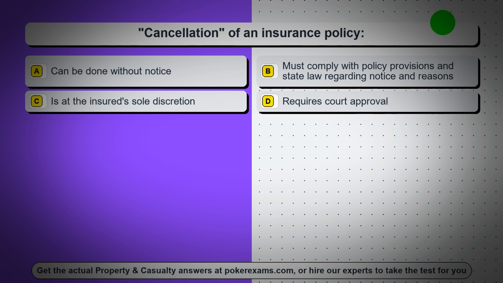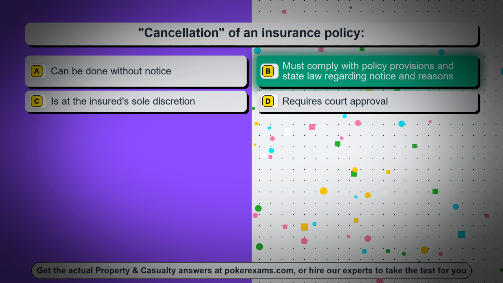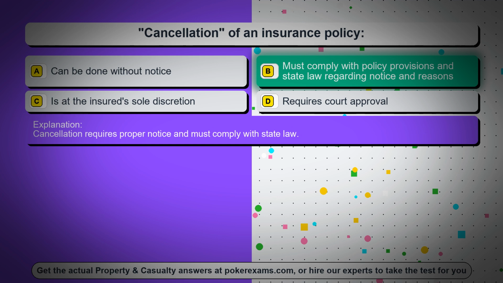Question 80. Cancellation of an insurance policy. Option A, can be done without notice. Option B, must comply with policy provisions and state law regarding notice and reasons. Option C, is at the insured's sole discretion. Option D, requires court approval. The correct answer is option B, must comply with policy provisions and state law regarding notice and reasons. Cancellation requires proper notice and must comply with state law.